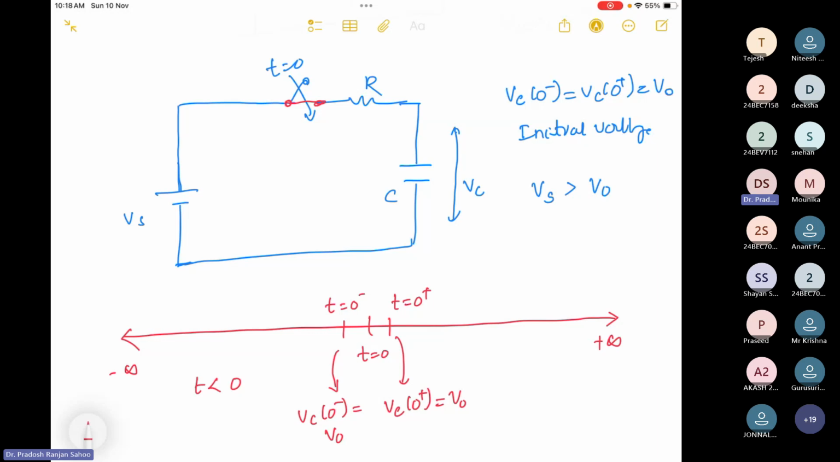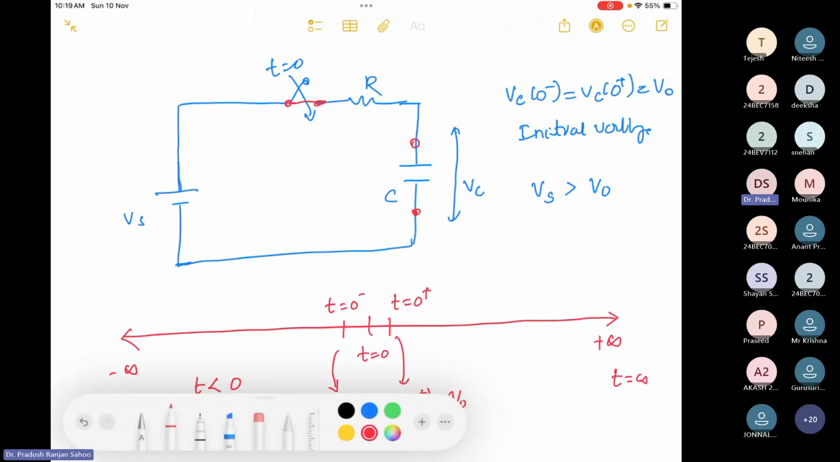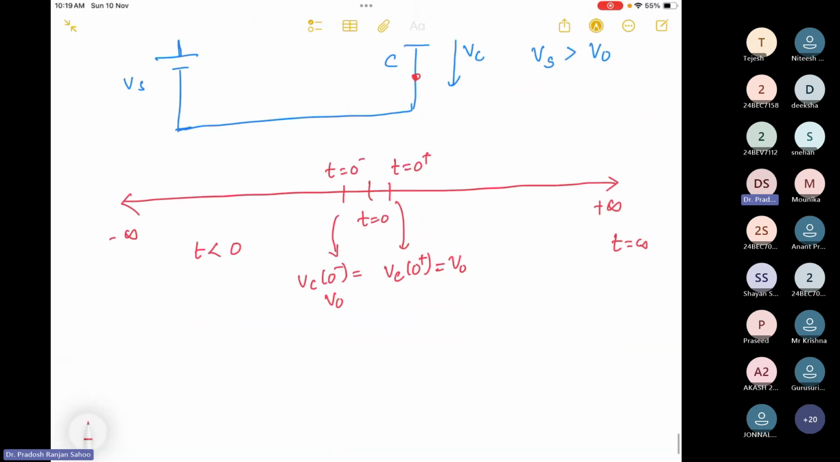Now I want to find out what is the voltage at t equal to infinity. You know, when t equal to infinity, the circuit achieves steady state and the capacitor behaves as an open circuit. So no current will flow. Let me redraw this one.